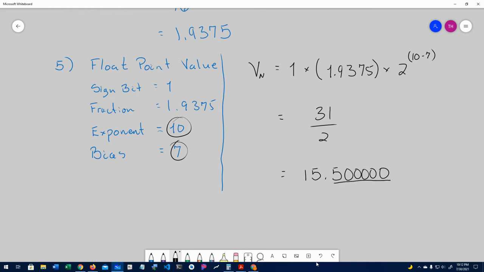You can expect 6 positions of precision when you do your program. That's what you should get for a float. Anyway, that is the normal calculation. I'm going to do another video on denormalized and walk through that as well.